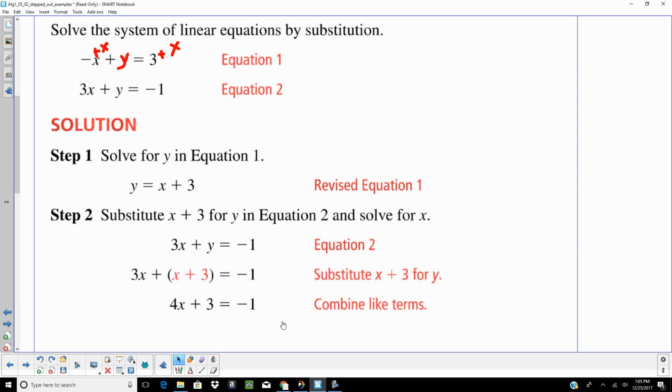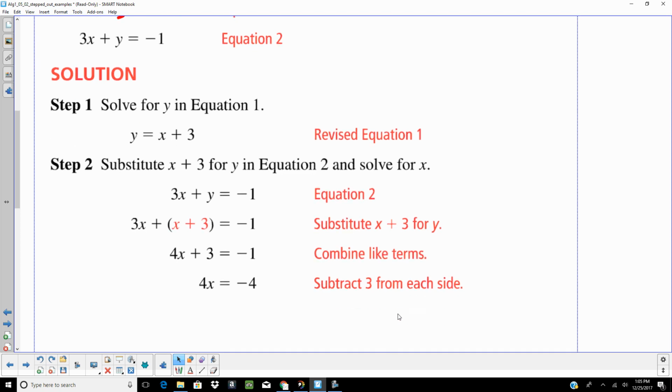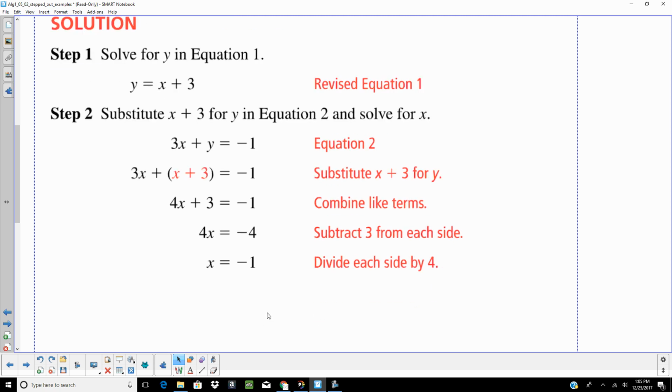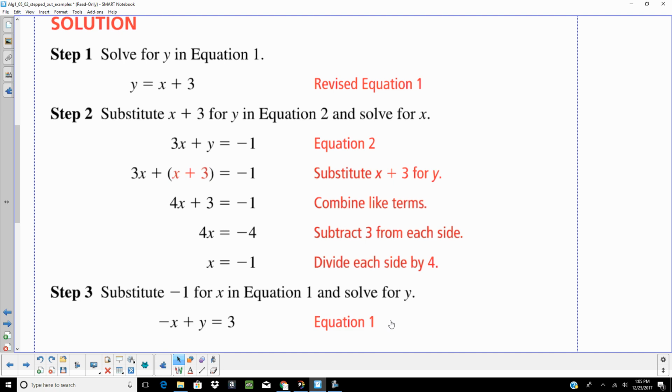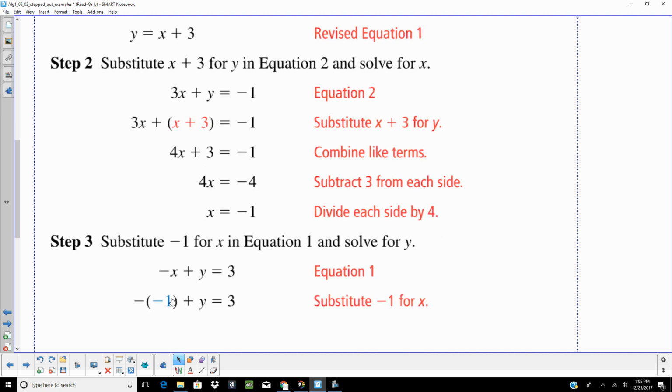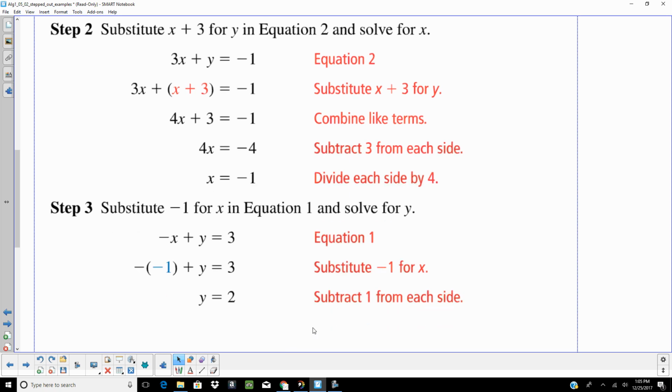Combine my like terms, subtract 3, divide by 4, and I get x equals -1. So there's half of my answer. I need to know the y value, so I'm going to substitute -1 back in for x. We're doing it in equation 1, but it doesn't really matter. Be careful of your signs because it's going to be negative, negative, which is going to make that a positive. Subtract 1 from both sides, y equals 2. So your solution is -1, 2.